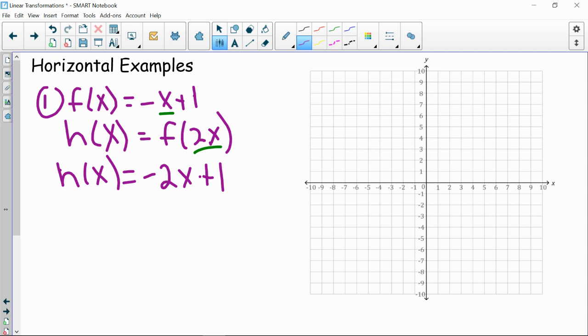All right, let's graph both of those lines. So the first one is negative x plus 1. So it starts at 1, and it has a negative slope, which means we go down 1 over 1, down 1 over 1, then up 1, left 1.